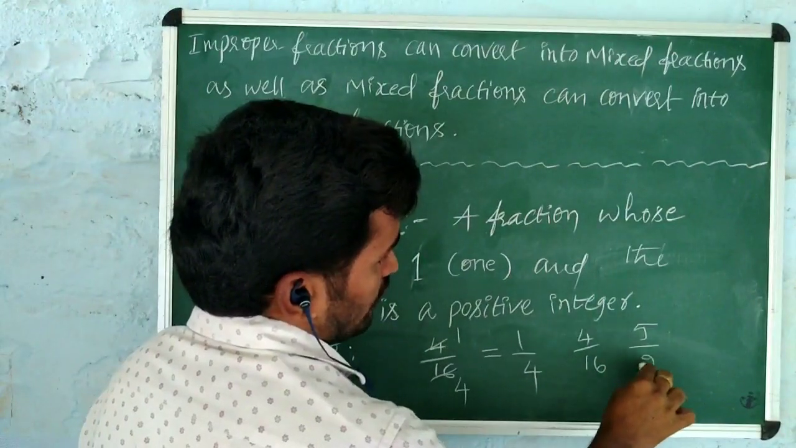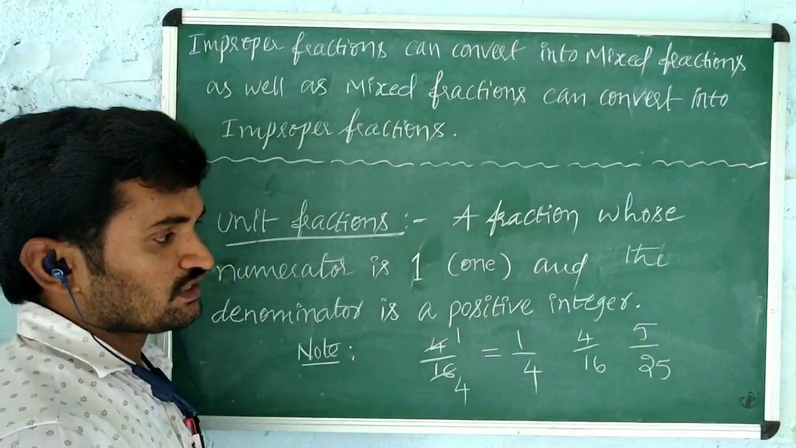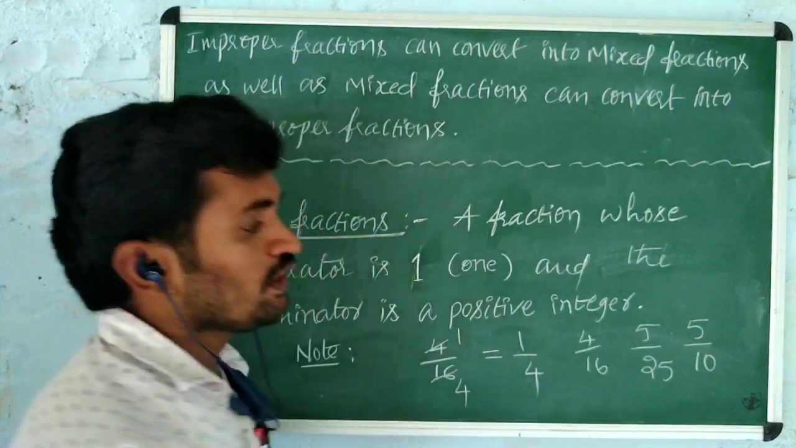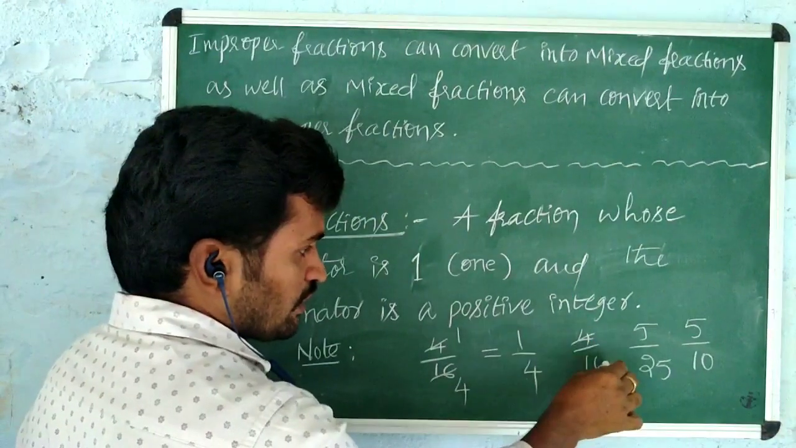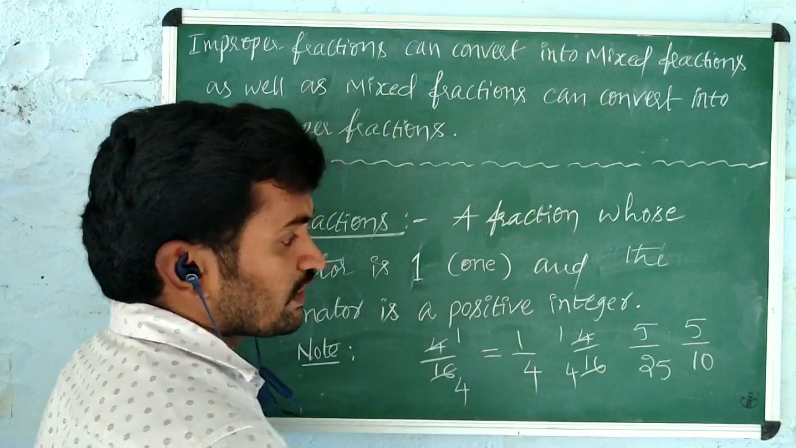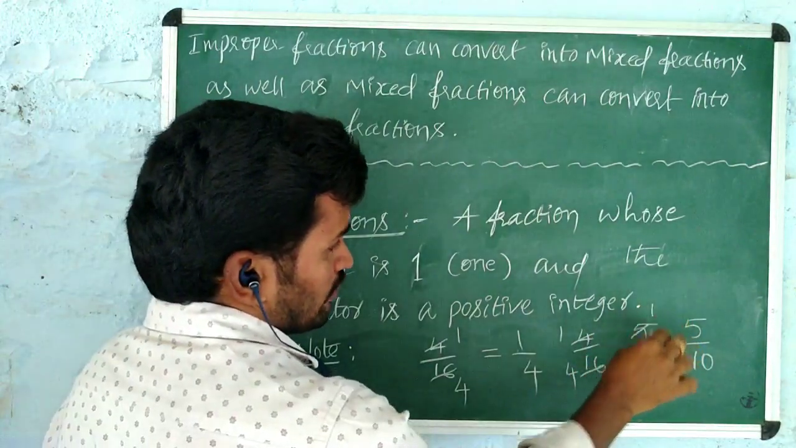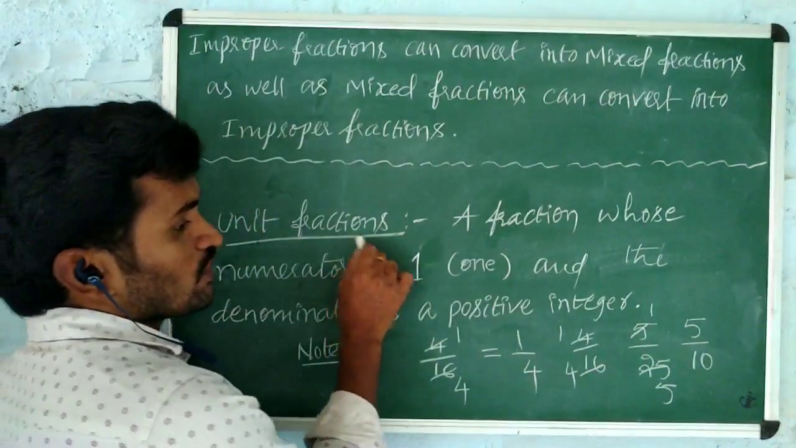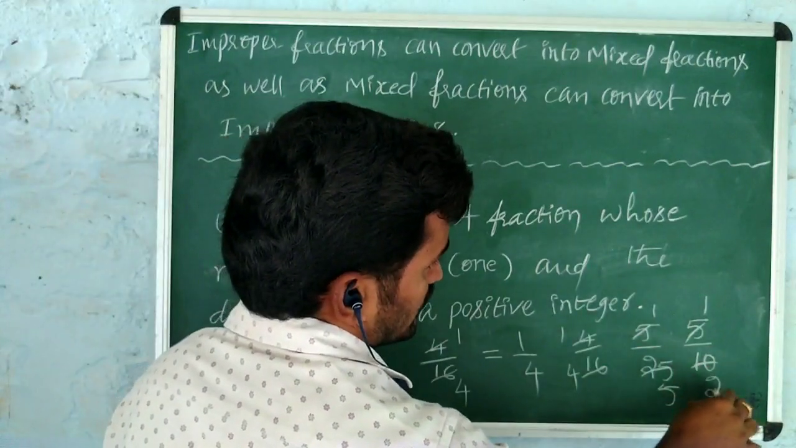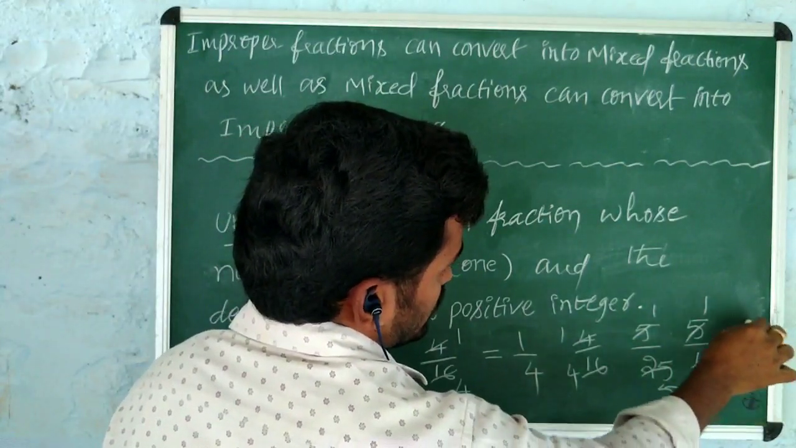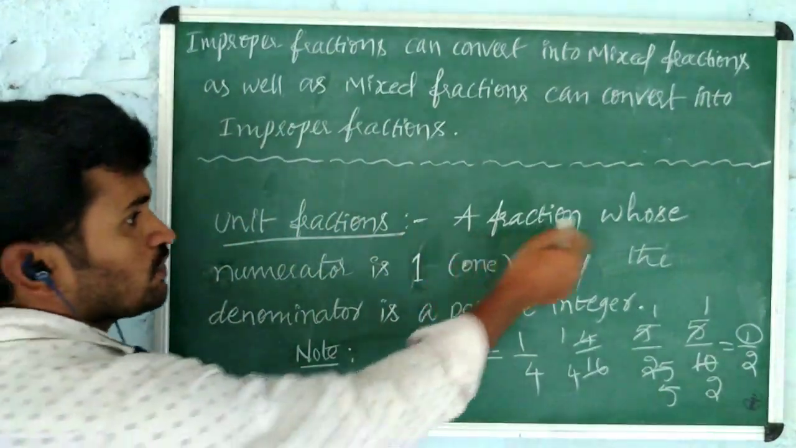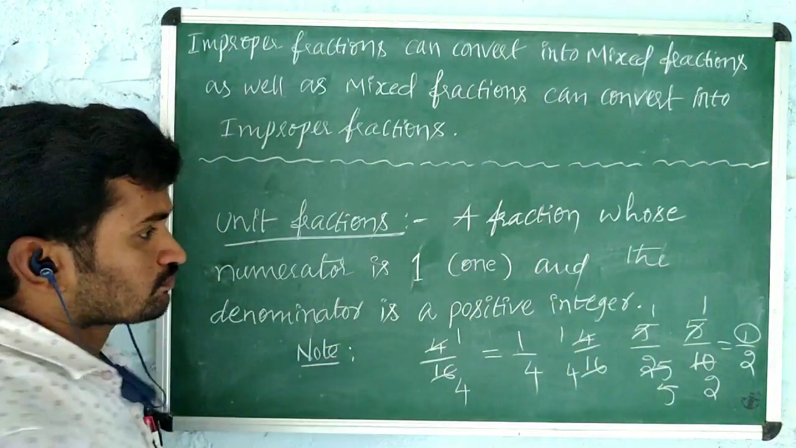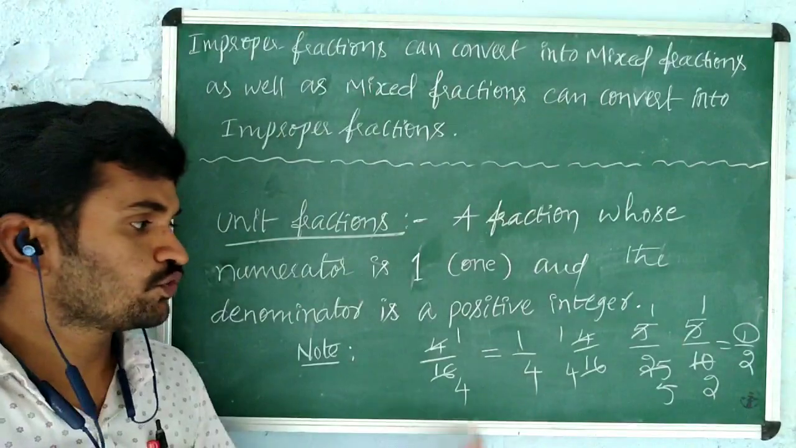5 by 25 is also a unit fraction. 5 by 10 is also a unit fraction. When we convert into lowest form, we are getting the numerator as 1. See here, 5 1 is 5, 5 5 is 25. So 1 by 5 is the unit fraction. 5 1 is 5, 5 2 are 10. That is equal to 1 by 2. This numerator is 1. So a fraction whose numerator is 1 and the denominator is a positive integer, those fractions are called unit fractions.